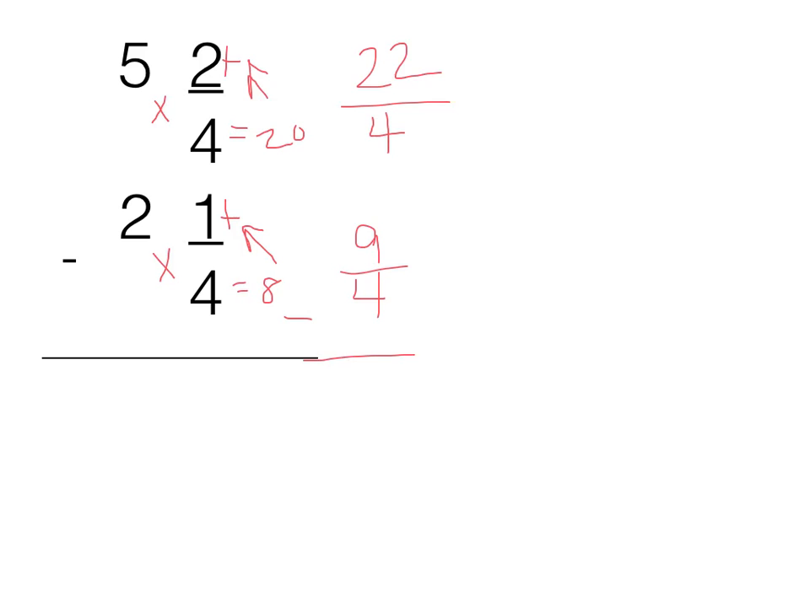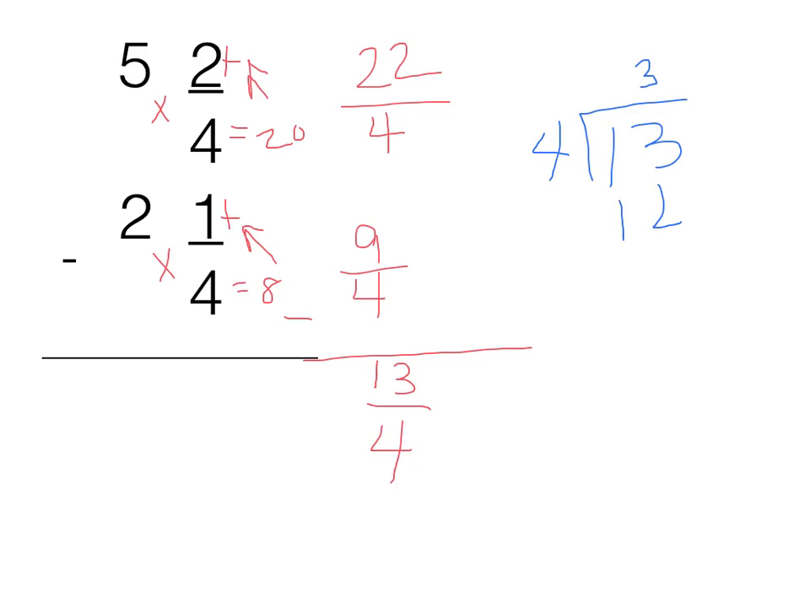Alright, so when I subtract those, I keep my denominator of 4. 22 minus 9 gives me 13, so I have 13/4. Now if I wanted to convert that into a mixed number, I could do 13 divided by 4. 4 goes into 13 3 times because 3 times 4 is 12. When I subtract those, I get a remainder of 1, which gives me my new mixed number of 3 1/4.